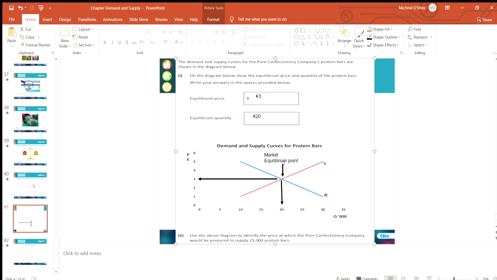So my equilibrium point is at a price of €3, with 20 quantity demanded. That's the end of our chapter on supply and demand. This is an example of me working out the equilibrium price, and I'm going to give you a little bit of homework now just to get yourselves used to working it as well.